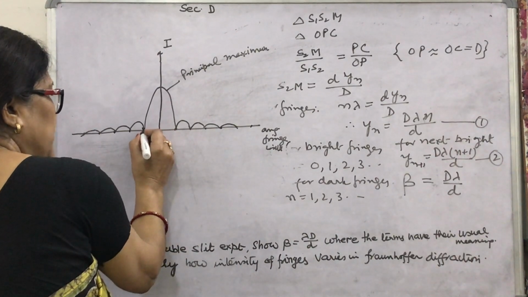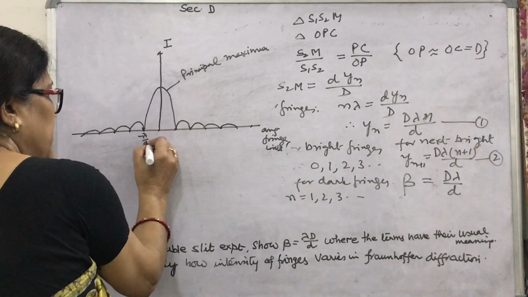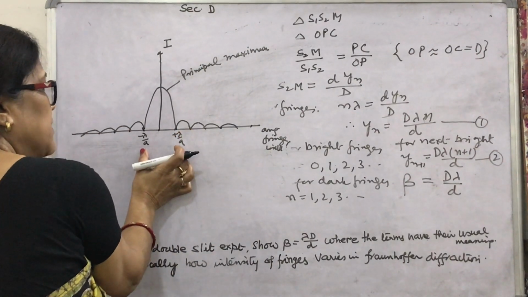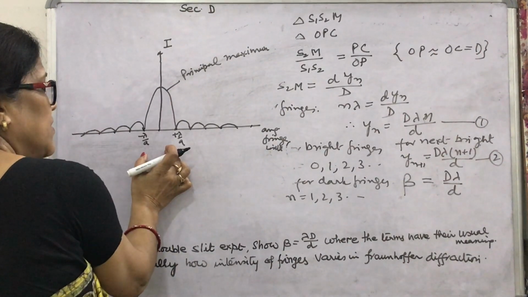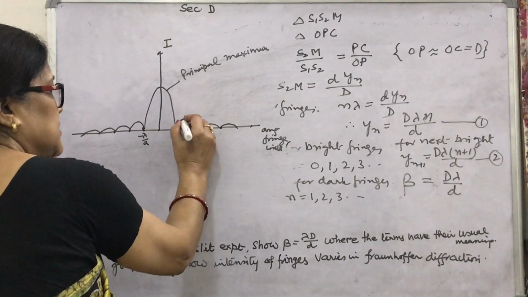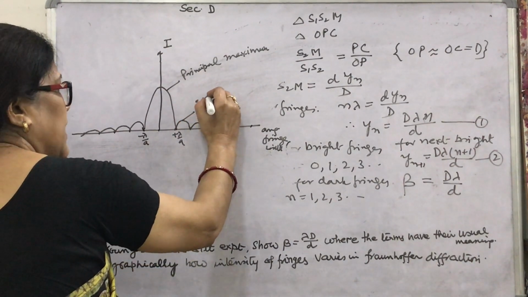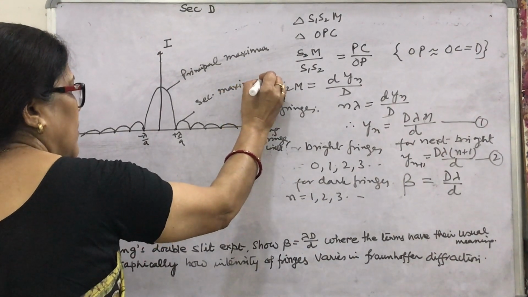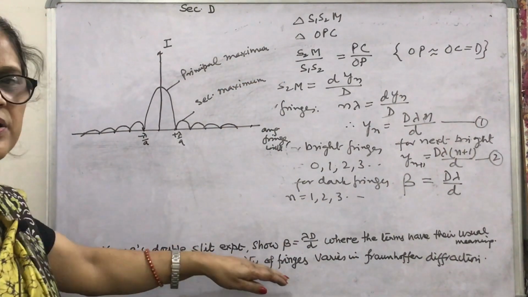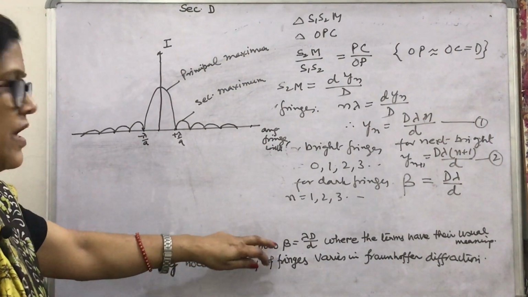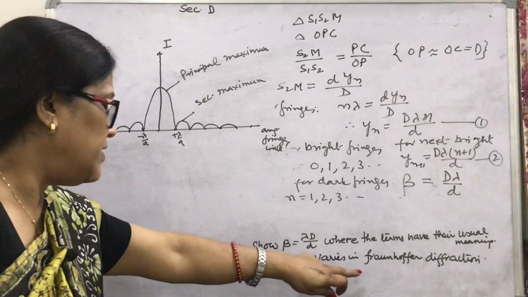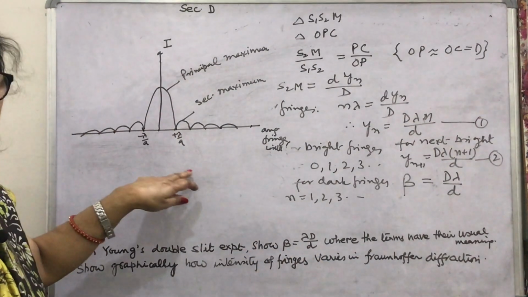This point is minus lambda by a, and this is plus lambda by a. The width of the central maximum is 2 lambda by a. Now this is the secondary maximum. In this way the pattern is shown, and you have to show the graph of the Fraunhofer diffraction pattern intensity variation like this.